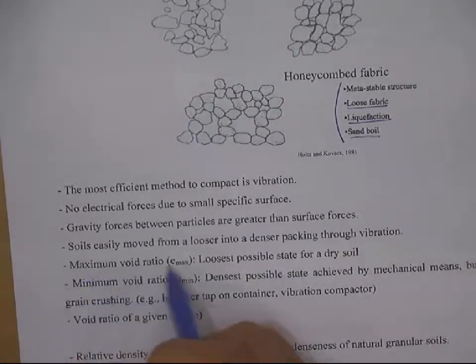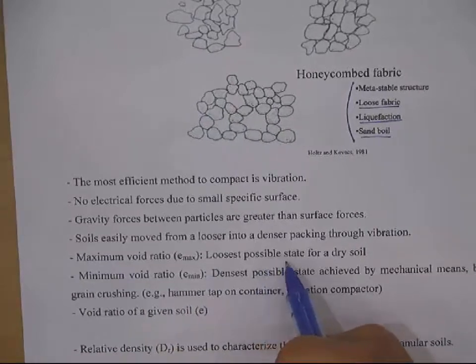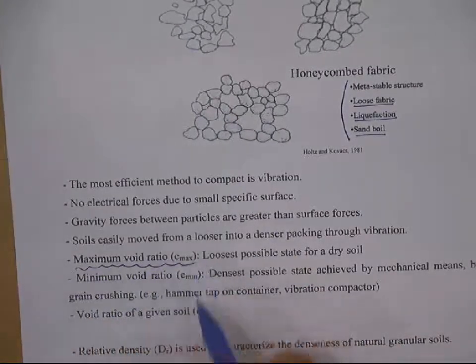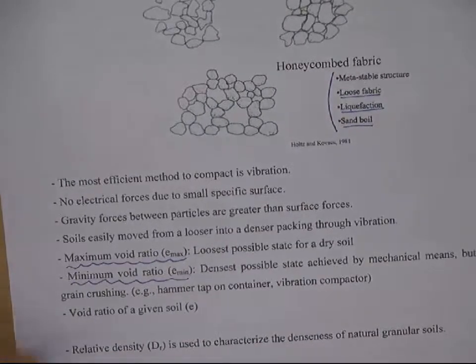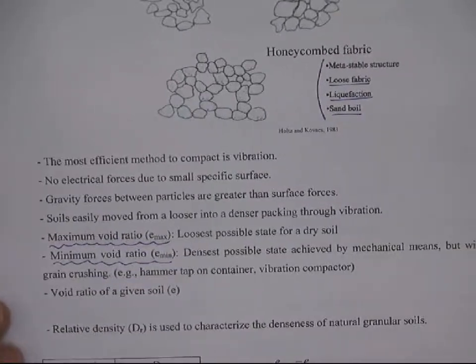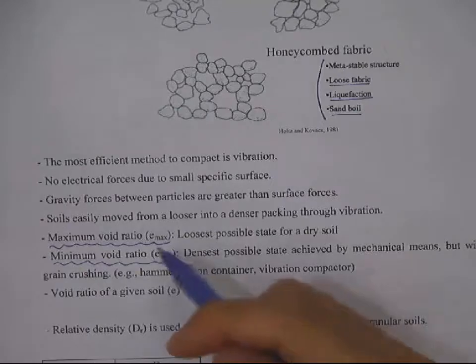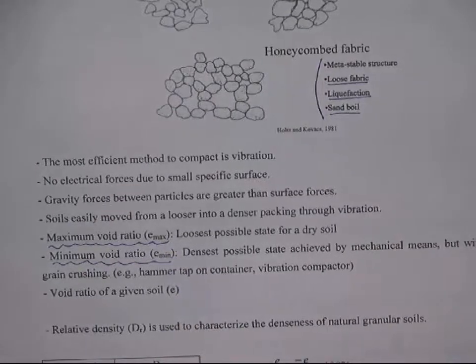And maximum void ratio is the loosest possible state for a dry soil. And the minimum void ratio is the densest possible state achieved by mechanical means, but without grain crushing. In general, for maximum void ratio, we pour the soil into a beaker with a funnel, and then you get the loosest state. You don't apply any vibration or compactive effort. And the densest state, you can get it from the compaction test. So e min and e max, you get from the experiment.